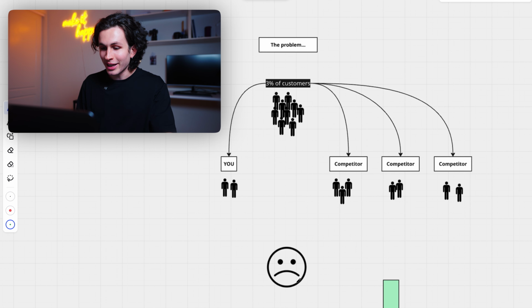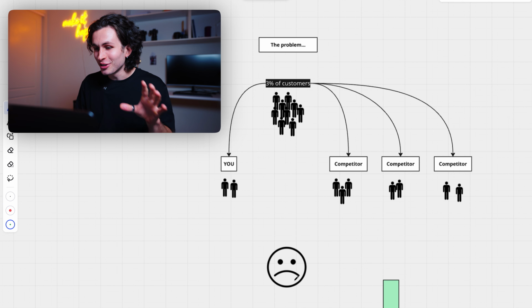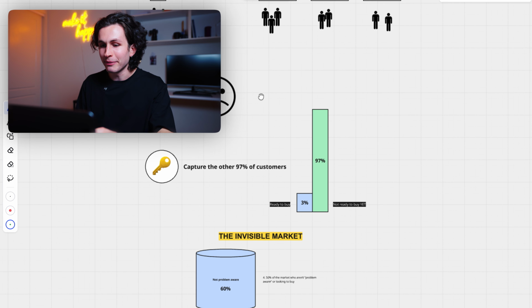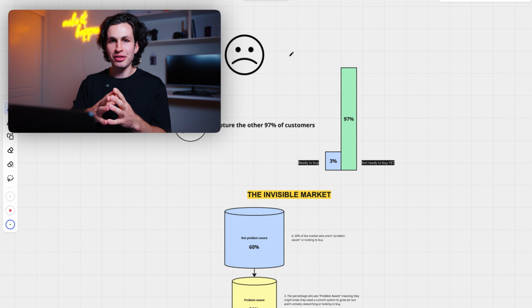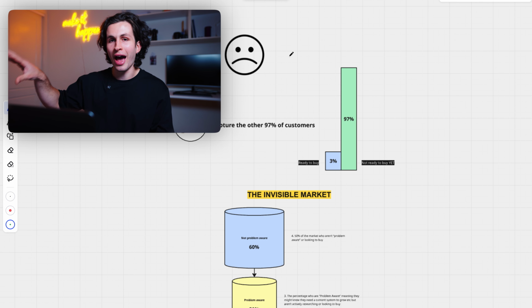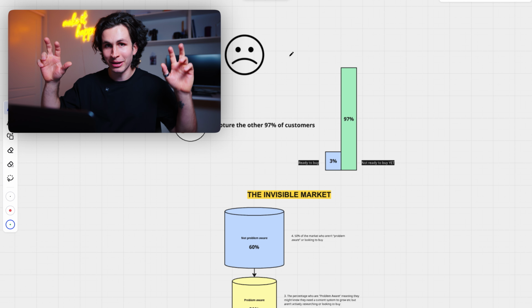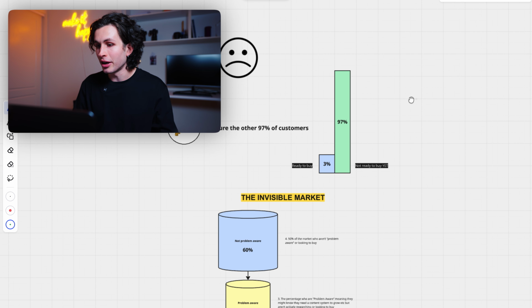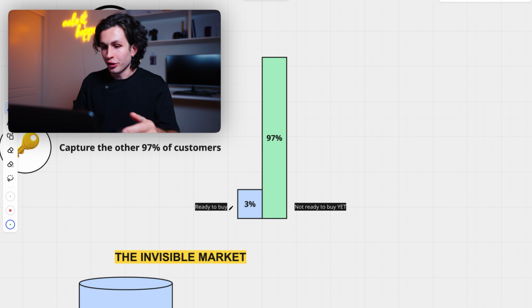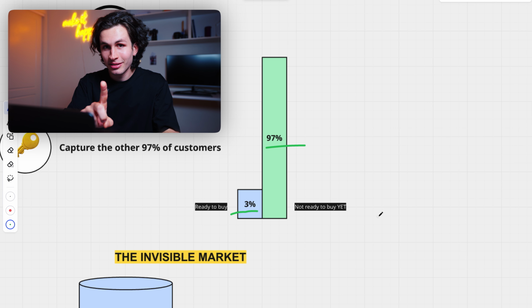You're all stuck in this place of disappointment because you can't get any clients. And that's not what we want for you. Here's the key. The key is to capture the other 97% of customers who haven't yet bought or aren't in that buying mode phase. So right now, if we look at this in a graph, 3% are ready to buy and 97% are not ready to buy yet.